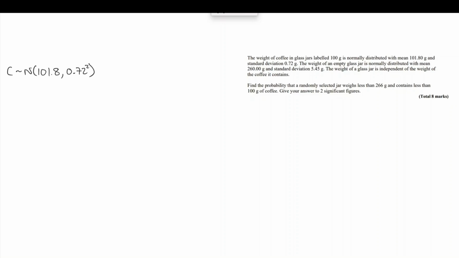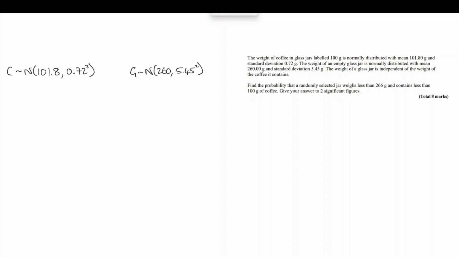To continue reading, the weight of an empty glass jar is normally distributed with a mean of 260 and a standard deviation 5.45. Let's get down that distribution. So the actual glass jar, 260, 5.45. Okay, we're then told the weight of a glass jar is independent of the weight of the coffee it contains. We're then instructed to find the probability that a randomly selected jar will weigh less than 266 grams and will contain less than 100 grams of coffee. We're asked to give our answer to two significant figures.